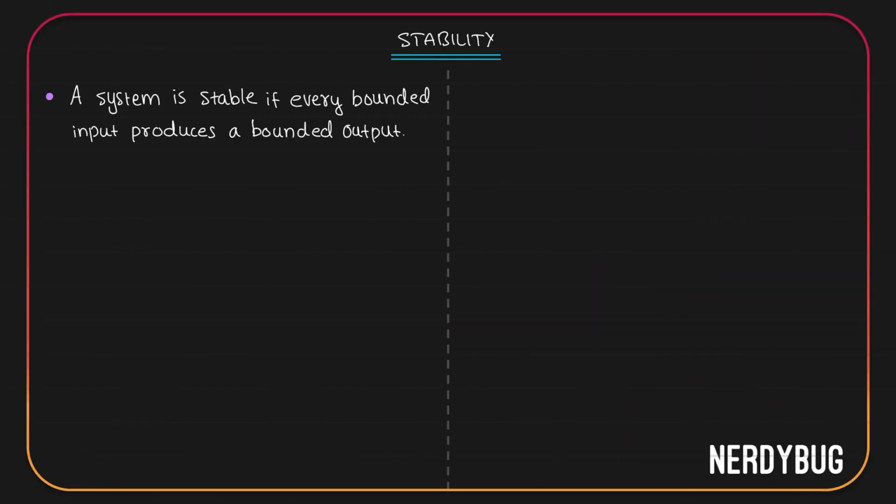The next property we have to learn is stability. We have learned the definition of a stable system. A system is stable if every bounded input produces a bounded output. Let us start with discrete time LTI systems.